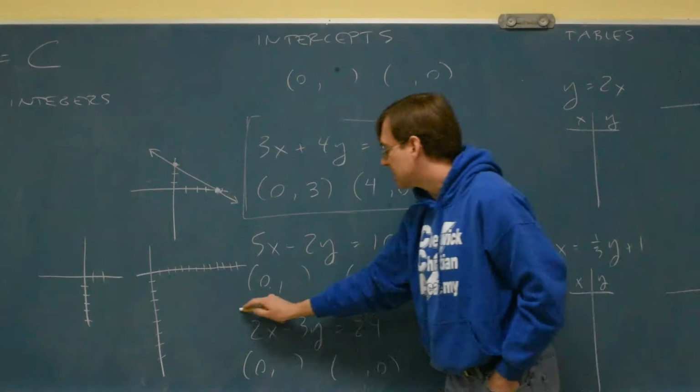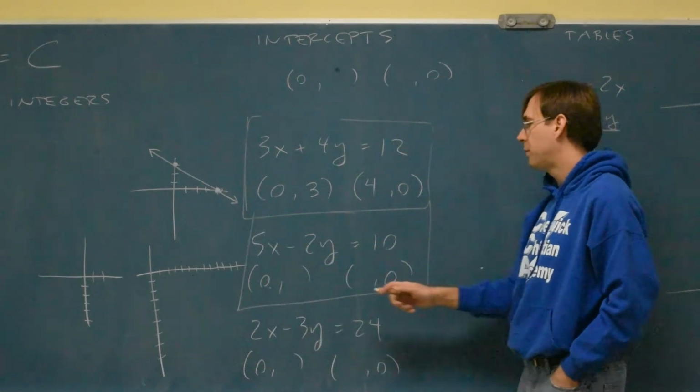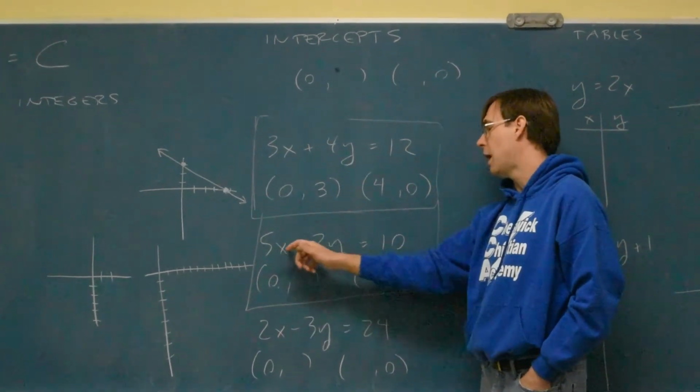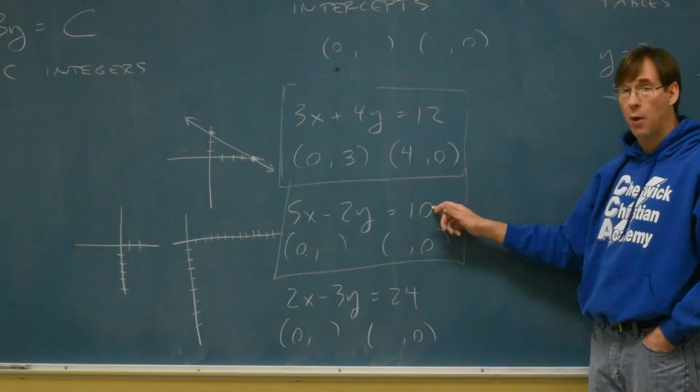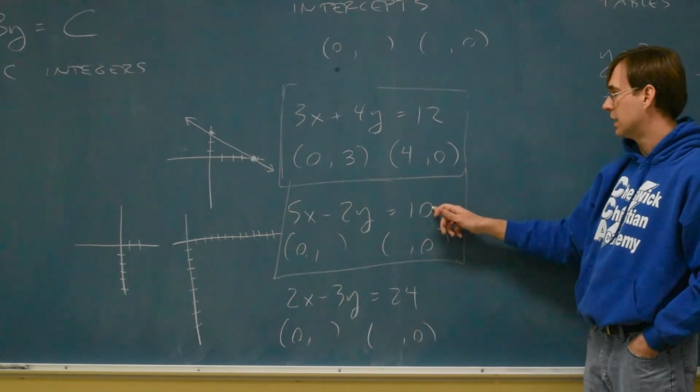This problem is the same kind of style of problem because we're in standard form. X and y are on a side. 5 and 2 both go into 10. That will be a friendly problem for us to do intercepts.